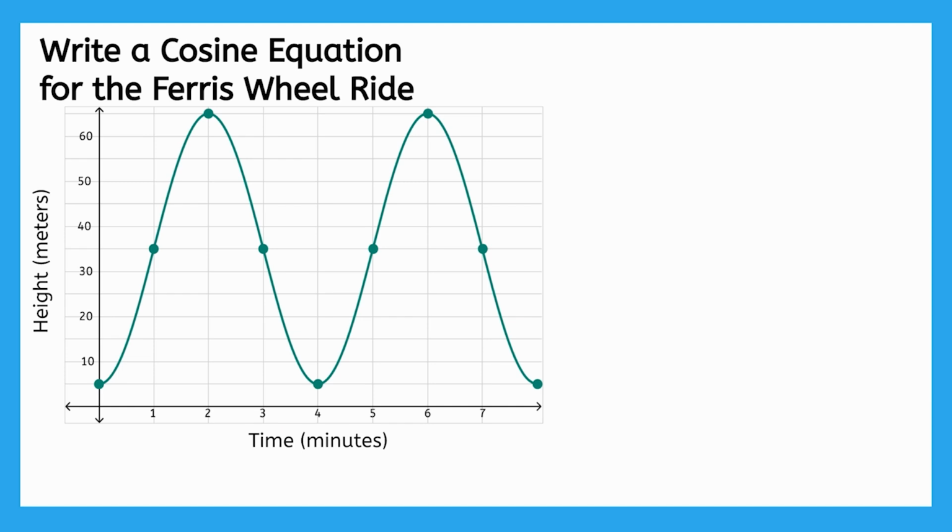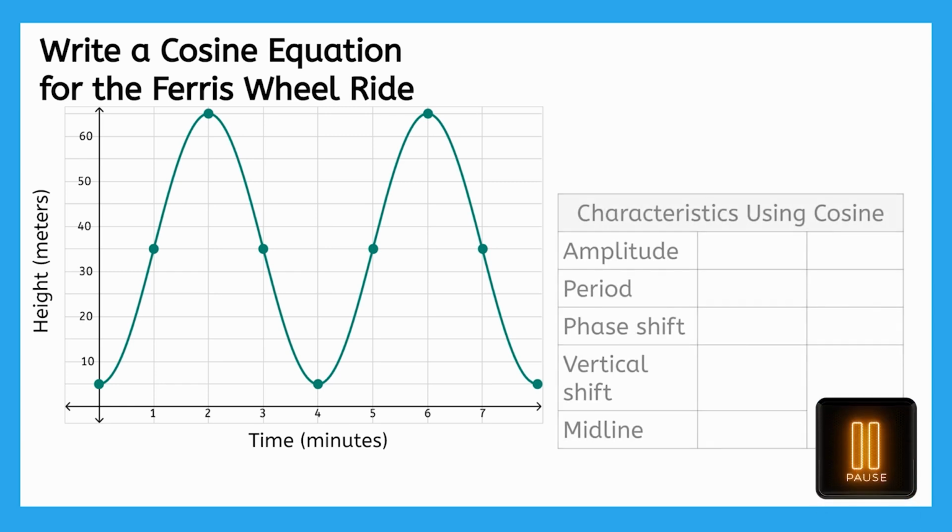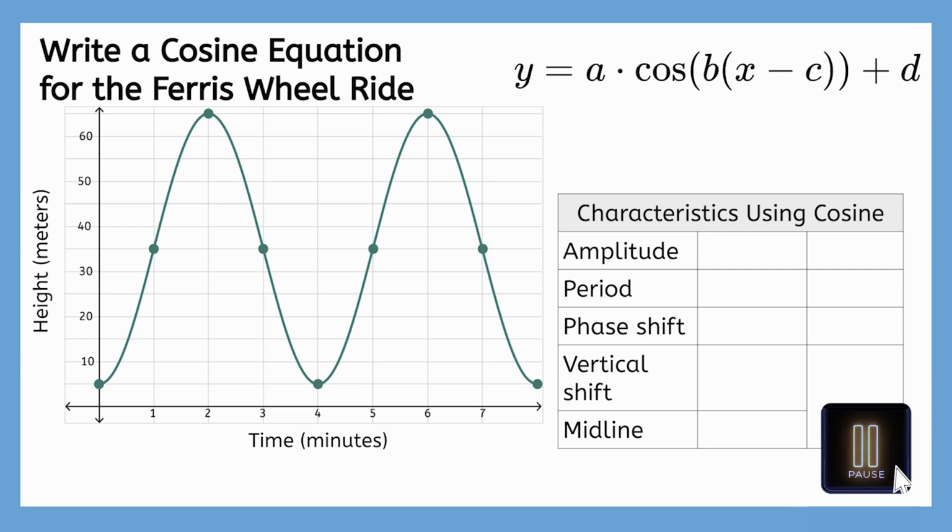Now that we've determined that we'll write a cosine function, try writing the equation on your own. Start by determining characteristics like the amplitude, period, and midline, and filling in the table. And remember, when filling in this table, you don't have to go from top to bottom. You can start wherever it makes sense to you. Okay, let's check and see how you did.